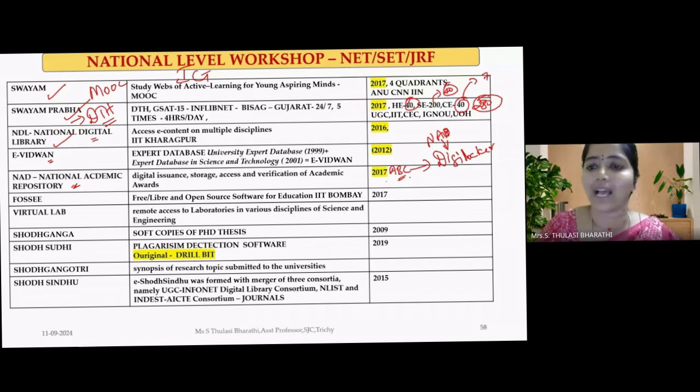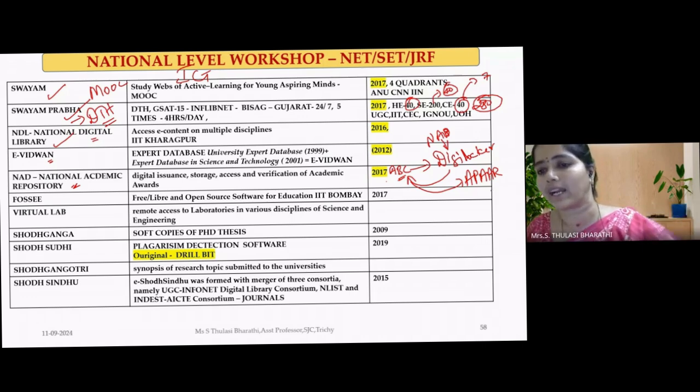And for that only this ID has been given. To access this DigiLocker, we have been given an ABC ID. And then another ID is there that is called APAR. APAR means Automated Permanent Academic Account Registry. The Automated Permanent Academic Account Registry ID is there for every student.